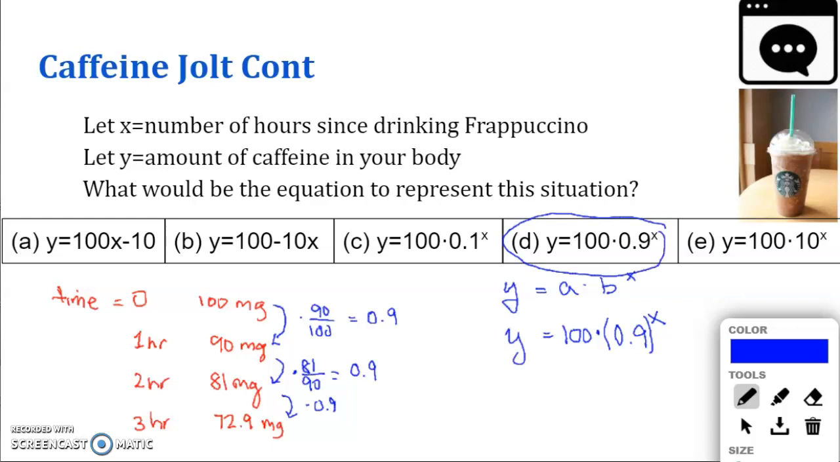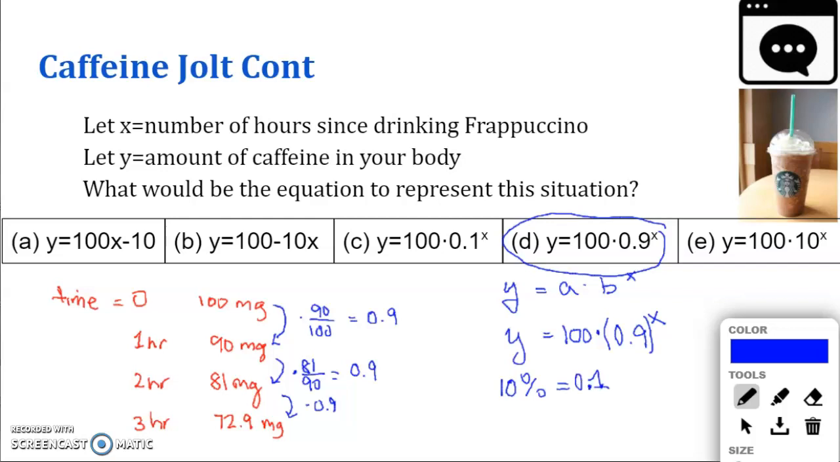Okay, I also want you to notice something. Where did this 0.9 number come from? We were told that 10% is going to go away. How did that translate to 0.9? Well, 10% represented in decimal is 0.1, and 0.9 is the same as 1 minus 0.1.